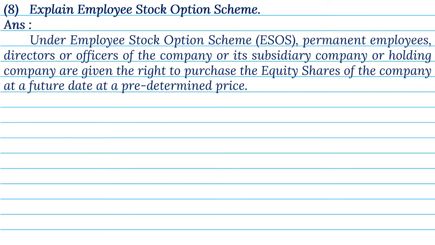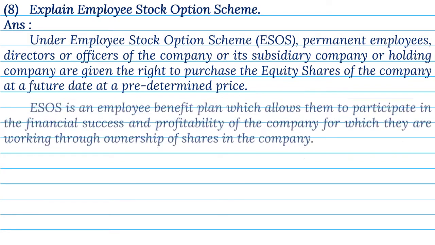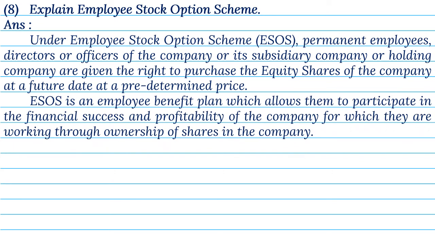8. Explain employee stock option scheme. Answer. Under employee stock option scheme, that is ESOS, permanent employees, directors, or officers of the company, or its subsidiary company, or holding company, are given the right to purchase the equity shares of the company at a future date at a predetermined price. ESOS is an employee benefit plan which allows them to participate in the financial success and profitability of the company for which they are working through ownership of shares in the company.